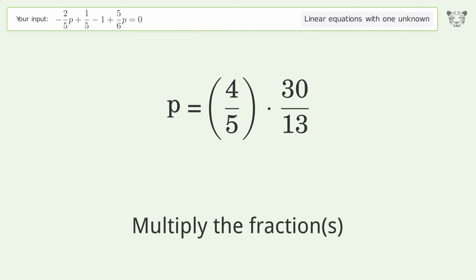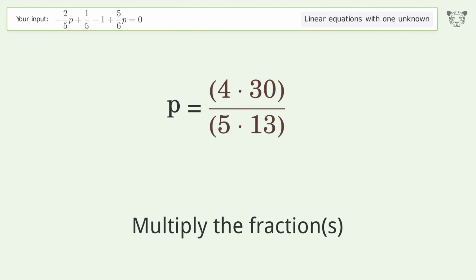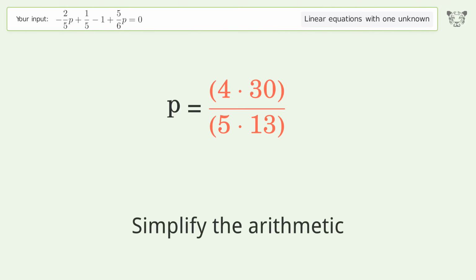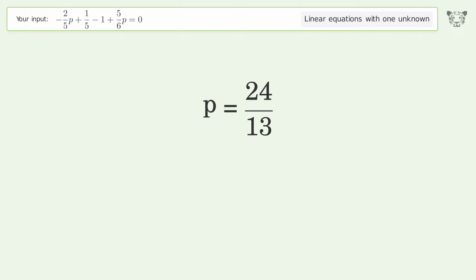Multiply the fractions. Simplify the arithmetic. And so the final result is p equals 24/13.